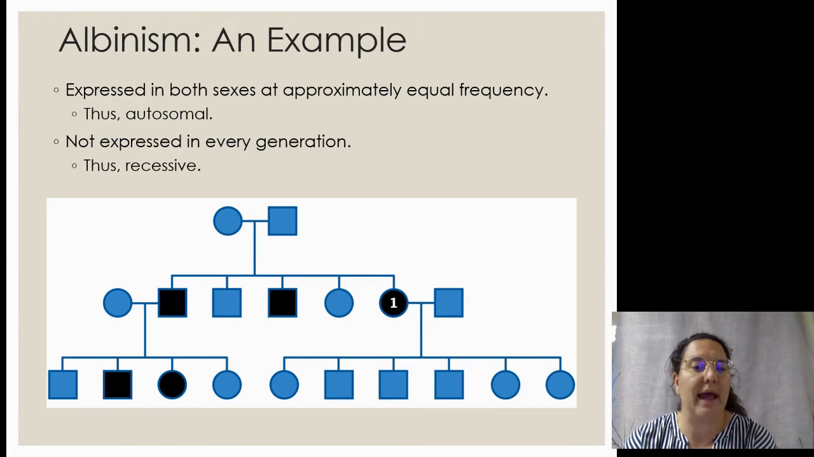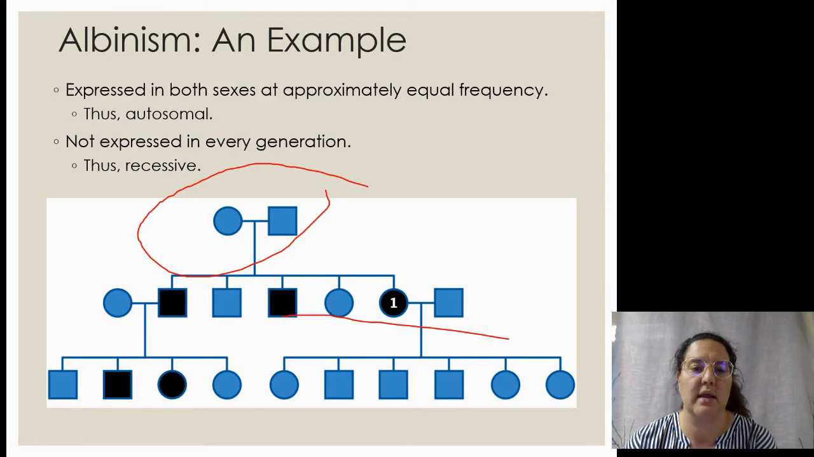So now looking at albinism, again, it appears in both sexes relatively equally in this pedigree. So we have 2 females and 3 males affected. However, it is not expressed in every generation. Therefore, we can assume that it is an autosomal recessive trait because it skips generations.